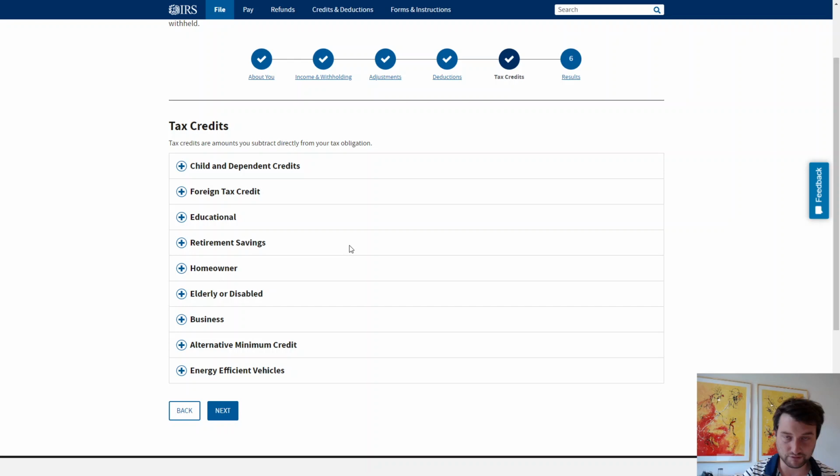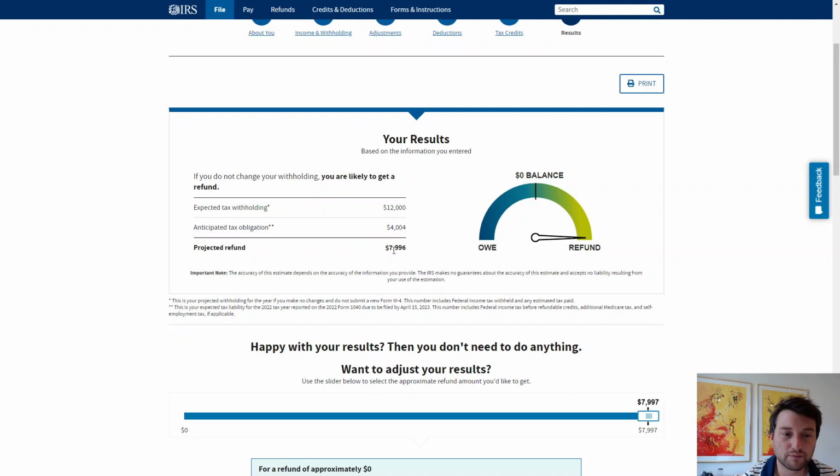Okay, so here's how to read this. The results, right? So if you do not change your withholding, you are likely to get a tax refund, okay? So what happened here? Well, what this is telling us is that based on the numbers we inputted, so remember our salary was $48,000 for the year, and we were saying that we had $1,000 in federal tax withholding coming out of our paycheck every single month. Okay, so there's the $12,000 in expected withholding that's going to come out of our paychecks, and then the anticipated tax that we're going to owe is going to be $4,000.